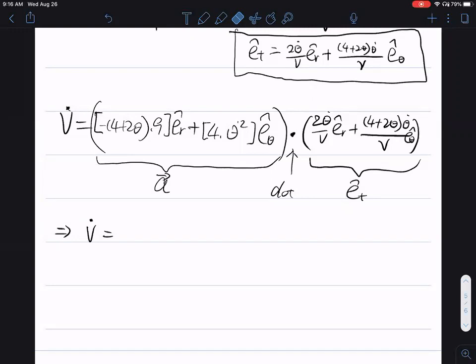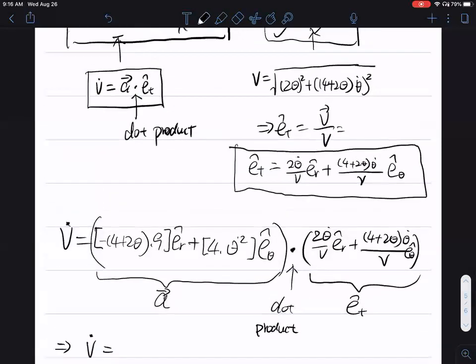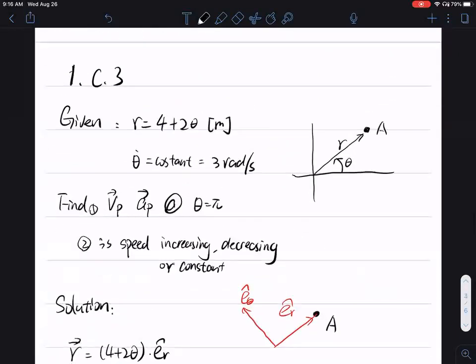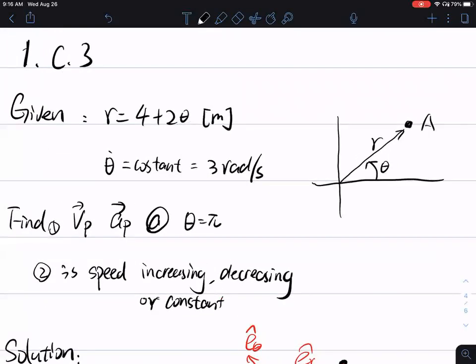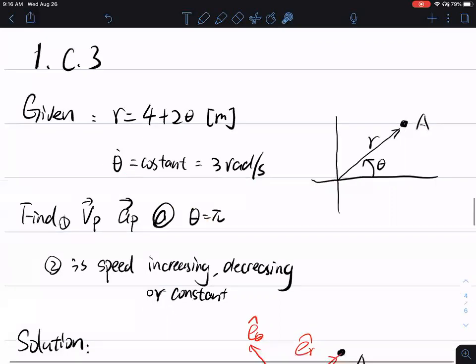Let me know if you find the answer, a number for V dot. Even though I have theta and theta dot in this equation, they're all given. Theta dot is given, and theta is also given as pi. Theta dot is constant, which is 3.